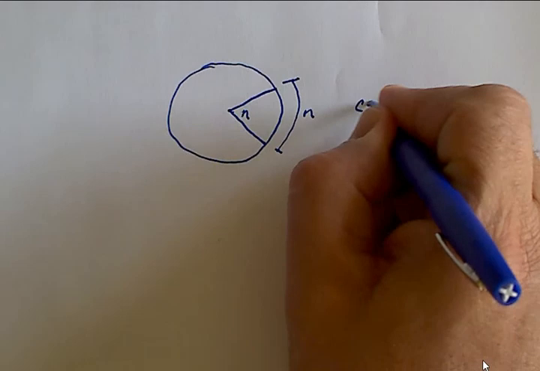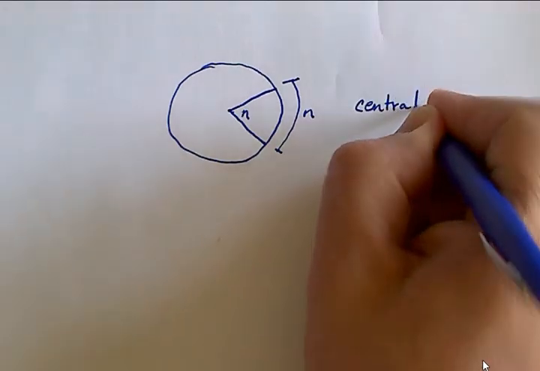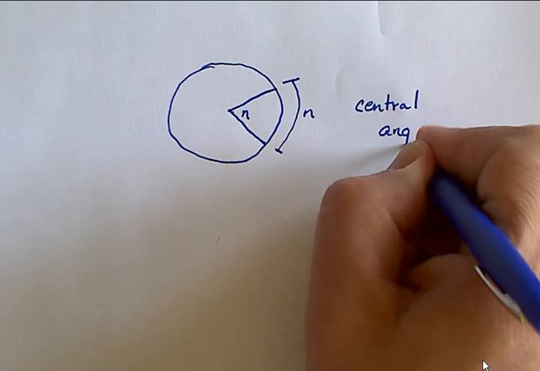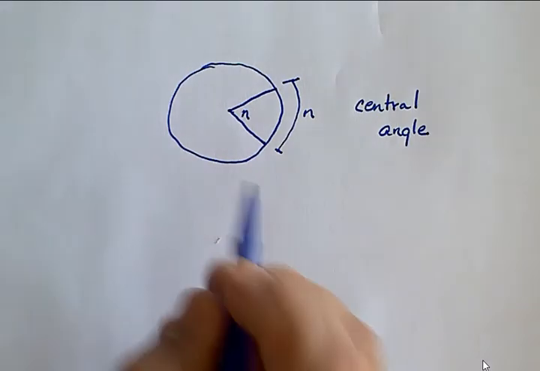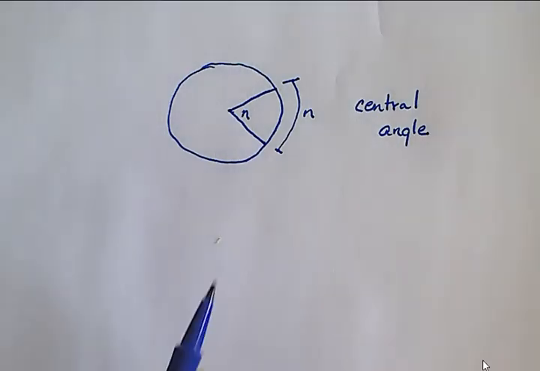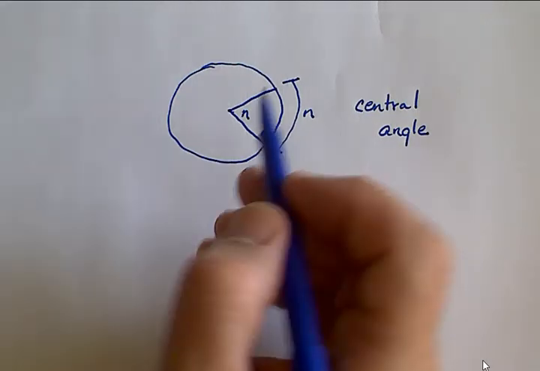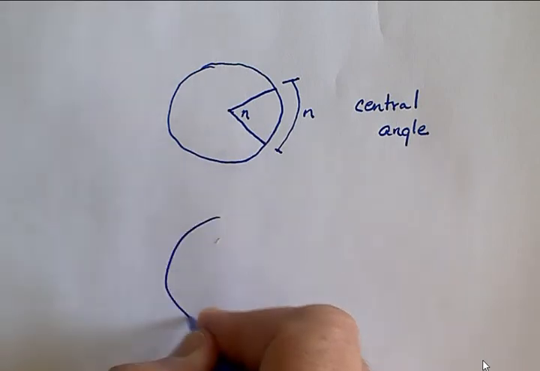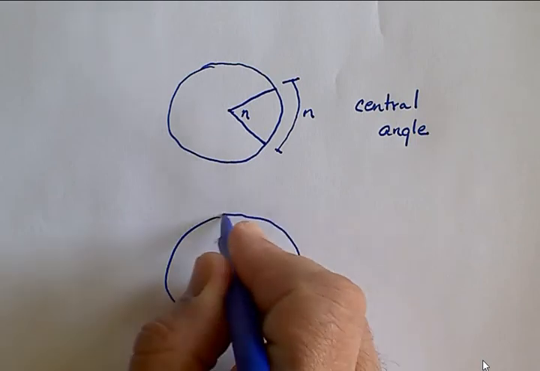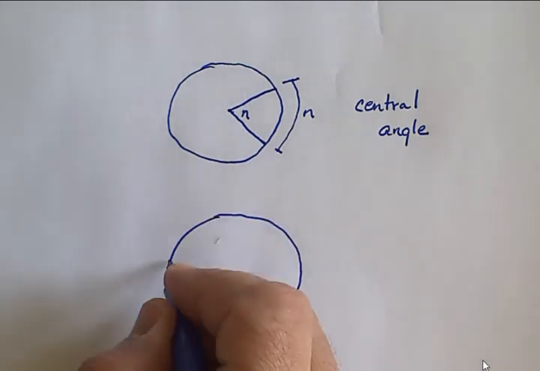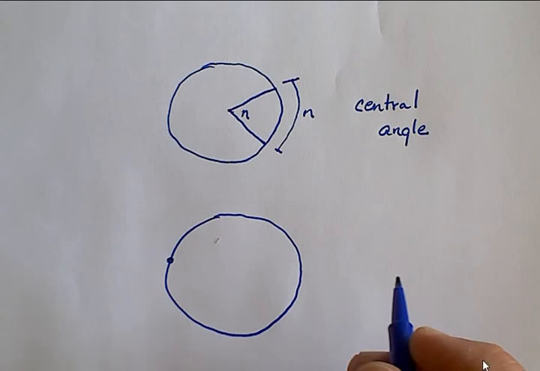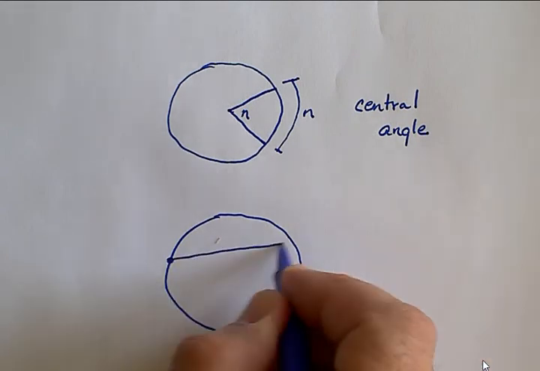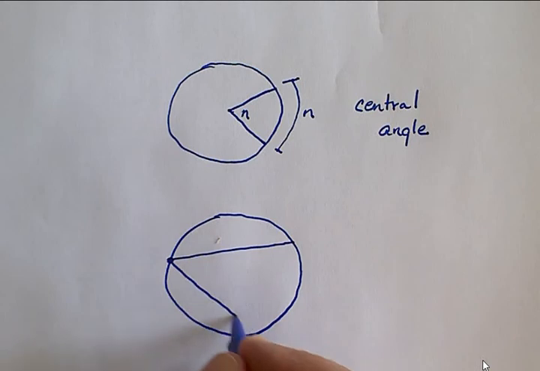This is, like I said, a central angle. Again, the focus on how we categorize these is where the vertex of the angle is. If the vertex is at the center, then the angle and the arc are equal. The second one here, we're going to move the vertex of the angle so that it's on the circle. And this time, instead of radii, the two sides of the angle are going to be chords.